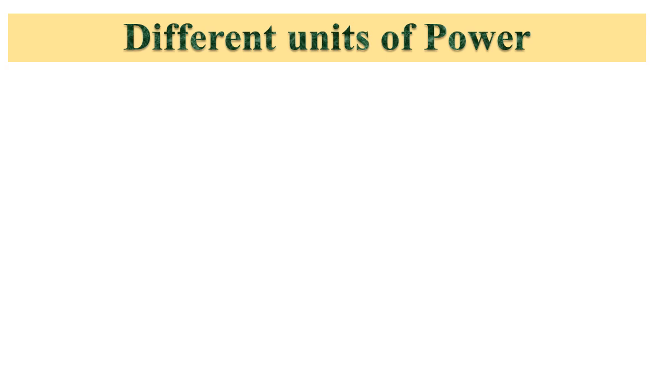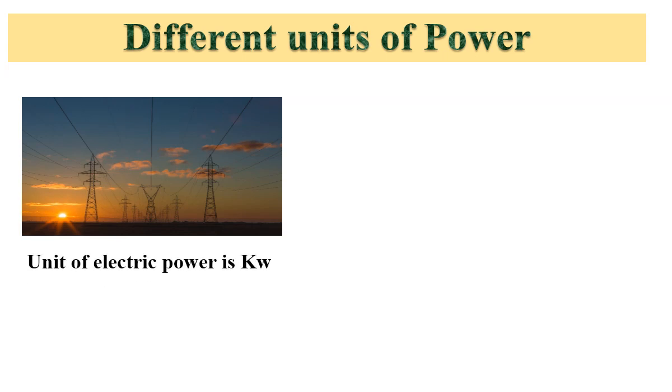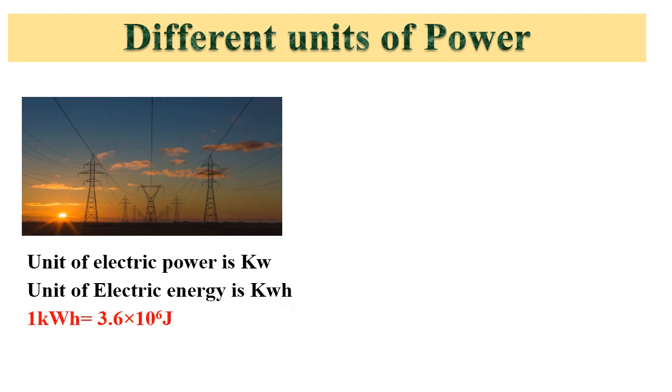Let us discuss different units of power. First of all, the unit of electric power is kilowatt, used to calculate the electric bill, and the unit of electric energy is kilowatt hour, and it is a very important conversion, which is 1 kilowatt equals how many joule. And we know 1 kilowatt hour equals 3.6 into 10 to the power 6 joule.